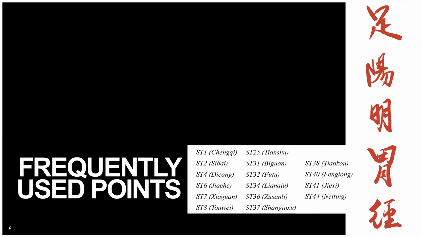And then this slide shows the frequently used points. So there are quite a few frequently used points on the stomach meridian. These are stomach 1, Cheng Chi, stomach 2, Si Bai, stomach 4, Di Kang, stomach 6, Jia Che, stomach 7, Xia Guan, stomach 8, Tou Wei, stomach 25, Tian Shu, stomach 31, Bi Guan, stomach 32, Fu Tu, stomach 34, Liang Qiu, stomach 36, Zusanli, stomach 37, Shang Ju Xu, stomach 38, Tiao Kou, stomach 40, Feng Long, stomach 41, Jie Xi, and stomach 44, Nei Ting.